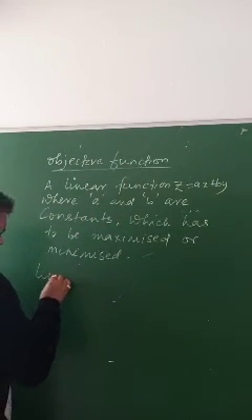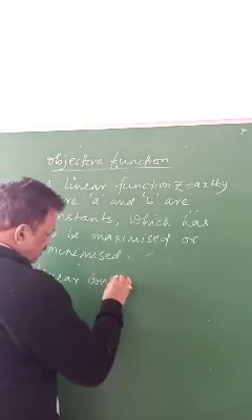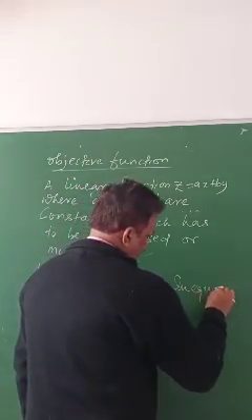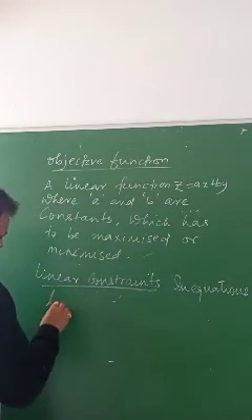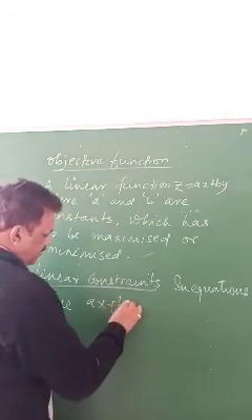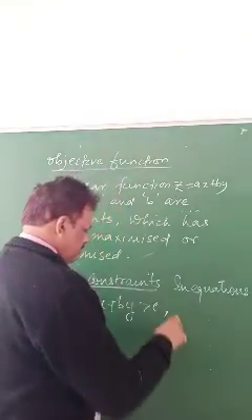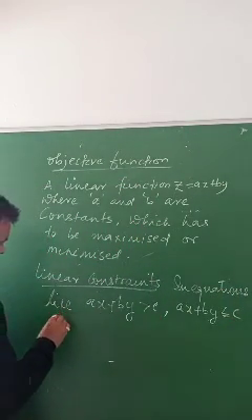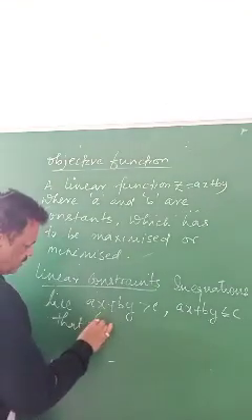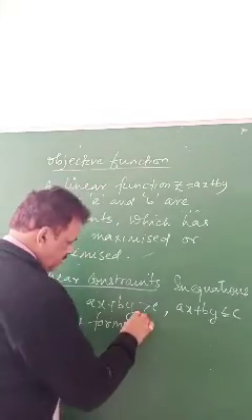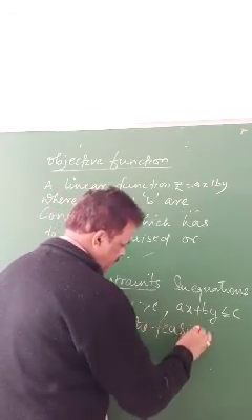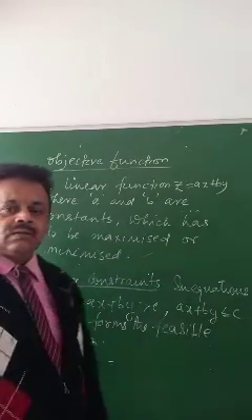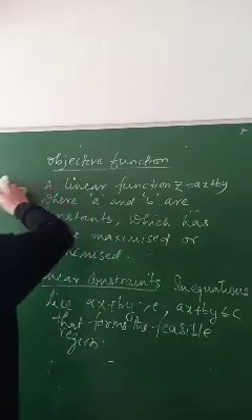Then linear constraints. Inequations like ax plus by greater than c, or ax plus by less than c, are called linear constraints, that form the feasible region. Then comes the feasible region.